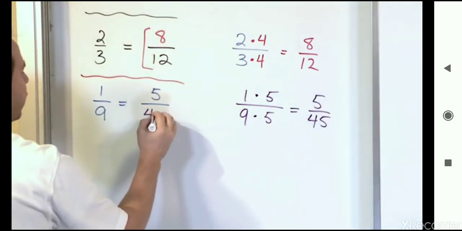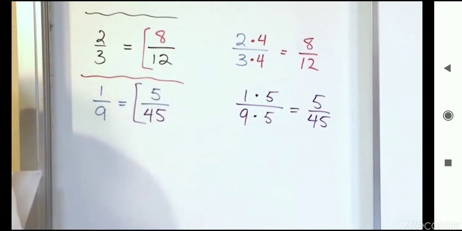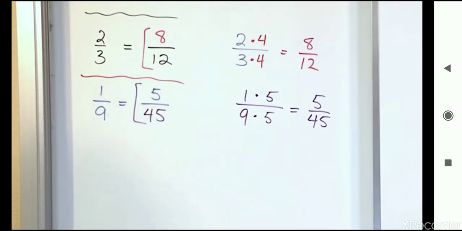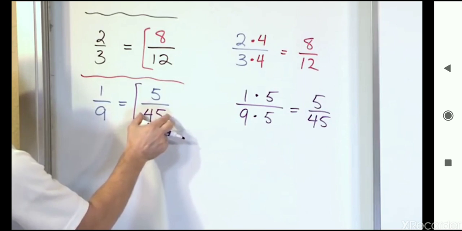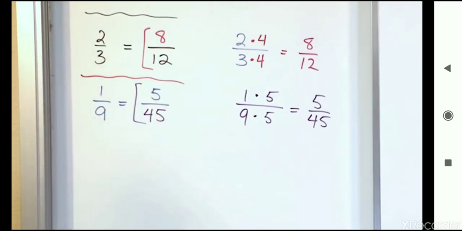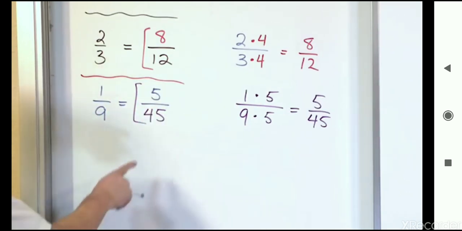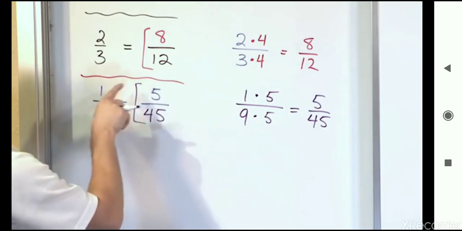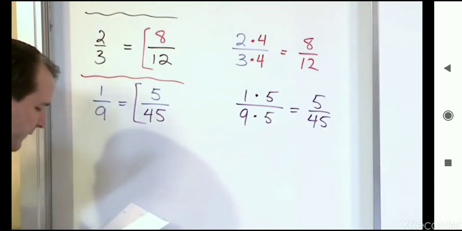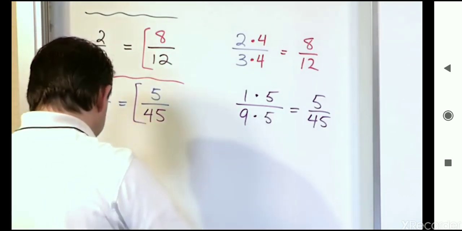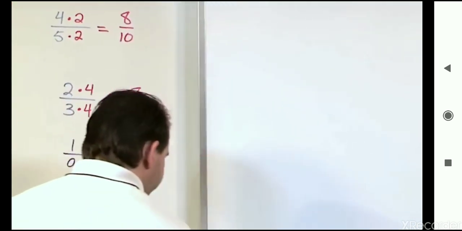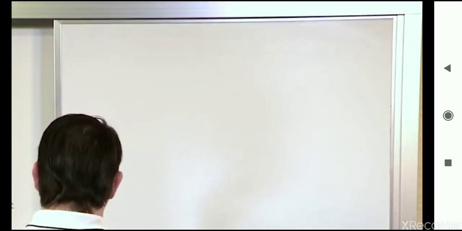So what I'll have is 45, and this is the final answer. In my problem, I was trying to show what this bottom fraction would have to be, and the only thing it can be is 45, because I'm multiplying by 5 here, and so I have to multiply by 5 right over there.